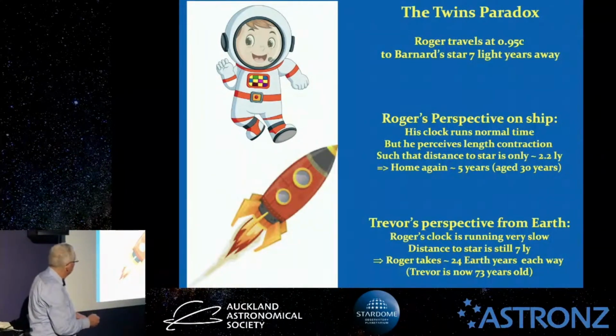These figures are actually, that was one of our exam questions in cosmology. So the figures are actually pretty close there. So it's about 2.2 light years versus 7 light years each way.